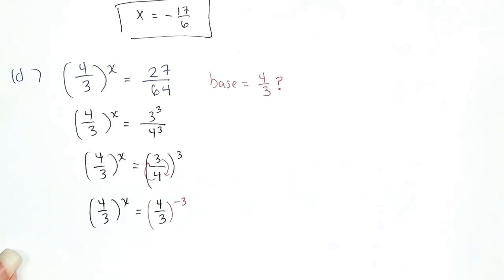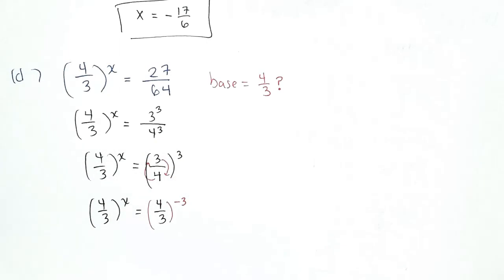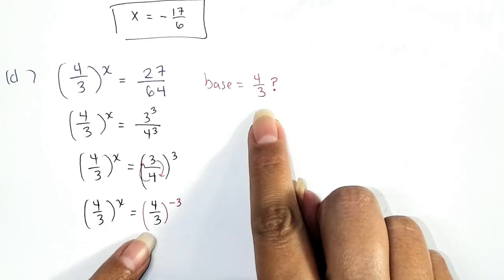But I think I should have explained this a little bit differently. Let me go ahead and solve this and then I'll give you a different explanation. Let's see which one works for you, okay? So now the question is, did we fix it so the base on the left is the same as the base on the right? We have base 4/3 on the left, base 4/3 on the right.